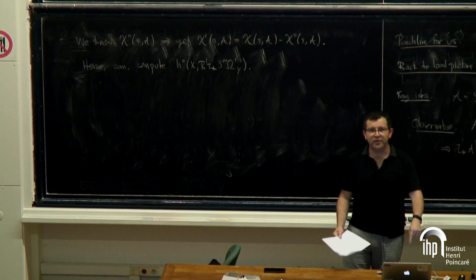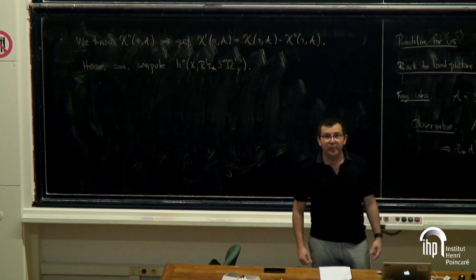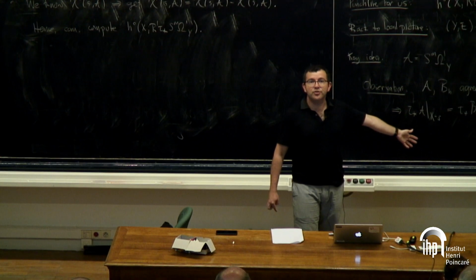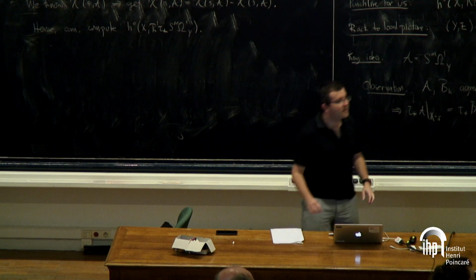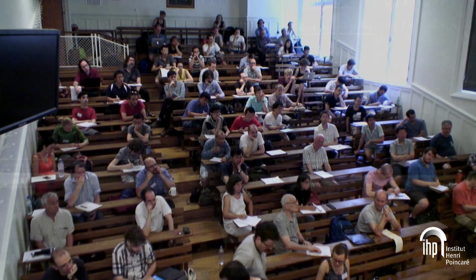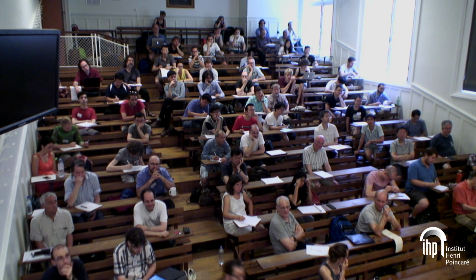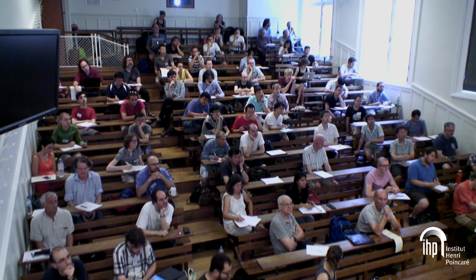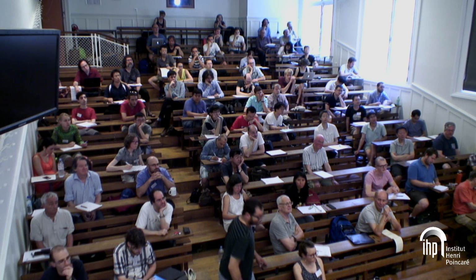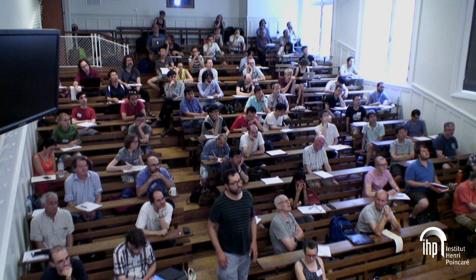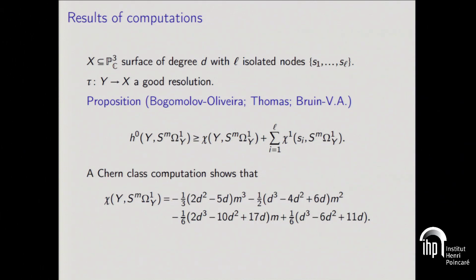So now I want to show you some slides to see what happens when we put everything together and actually execute those Chern class calculations. Let me go directly to this. While this is coming down, we can already see what's going on. So X is our surface. Rather than show you the complete intersection case, let me take the simplest case: a degree D surface with L isolated nodes, and we take our nice good resolution.